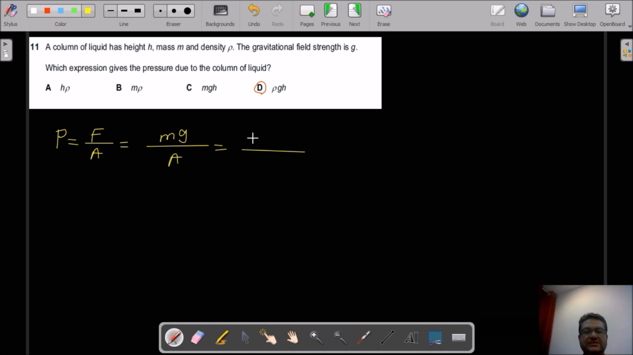Instead of mass, we can write rho v. And instead of v, the volume, we can write cross-section area times height. A and A cancel out, so you can reach rho gh. So the answer is rho gh and D is right.